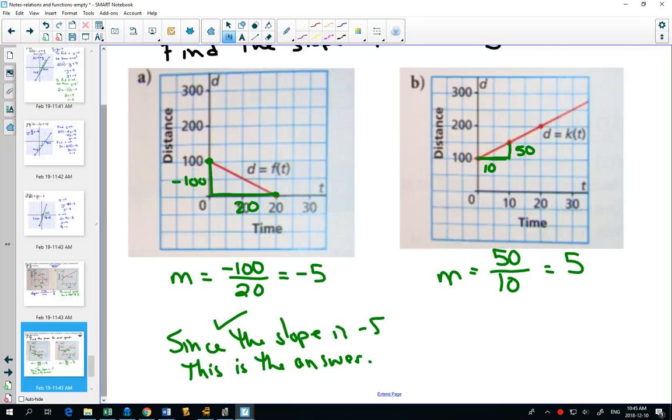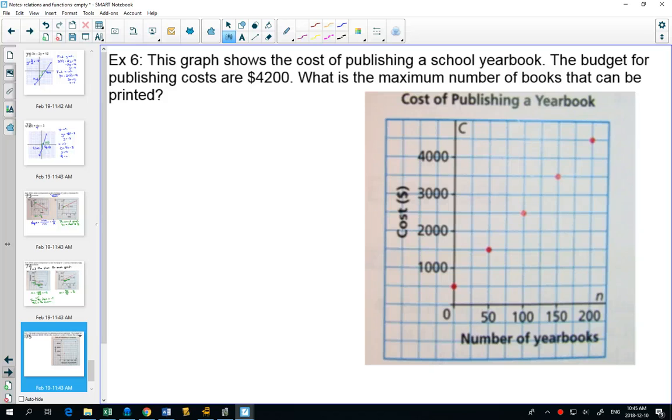All right, 2 questions to go. Example 6 and then example 7. This graph shows the cost of publishing a school yearbook. The budget for publishing costs are $4,200. What is the maximum number of books that can be printed?